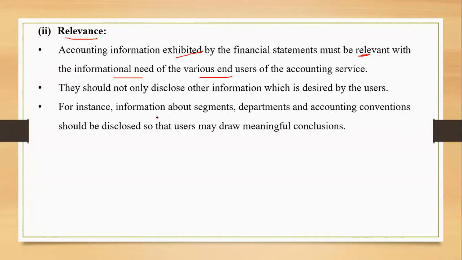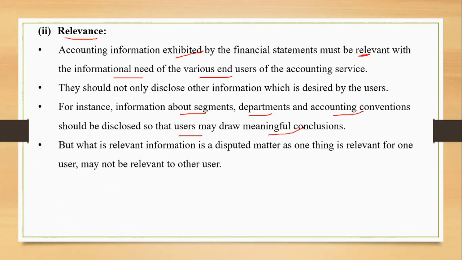What is the relevant information? The information about the various segments, the information about the various departments, the information about the various accounting conventions and principles used by the business entity are to be disclosed so that the users may draw meaningful conclusions. There is one more fact that relevant information is a disputed matter. The reason is very clear, because one thing is relevant for one user which may not be relevant for another user. मैंने बताया ना, इतने सारे users हैं, तो क्या करना है? तो we should have a set of information with us, show it, disclose it in the annual report.